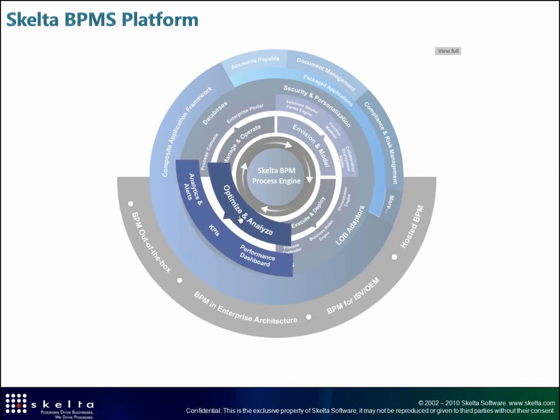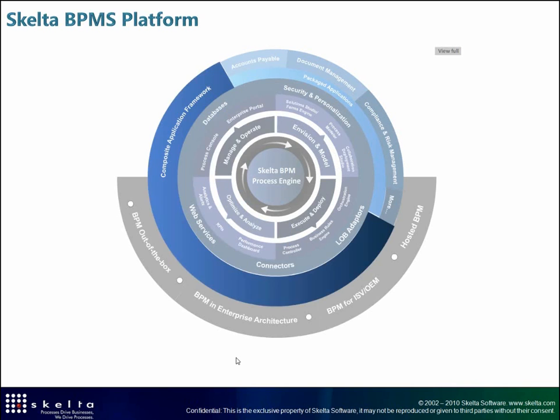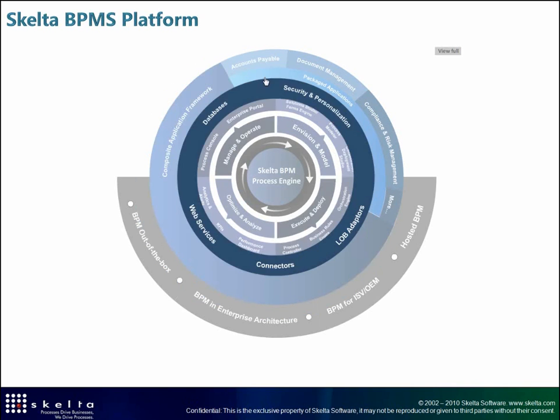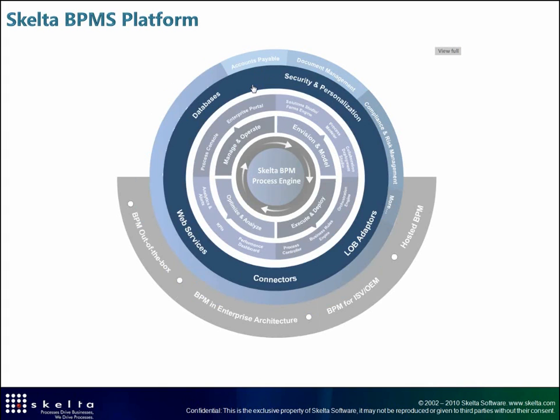Last but not the least, optimize and analyze. You need reporting services as you want to improve some of these processes as you go along, and definitely you would want to create KPIs. Some of that gets done through the optimize and analyze piece, which is through the BAM reporting services, or the business activity monitor that we provide.